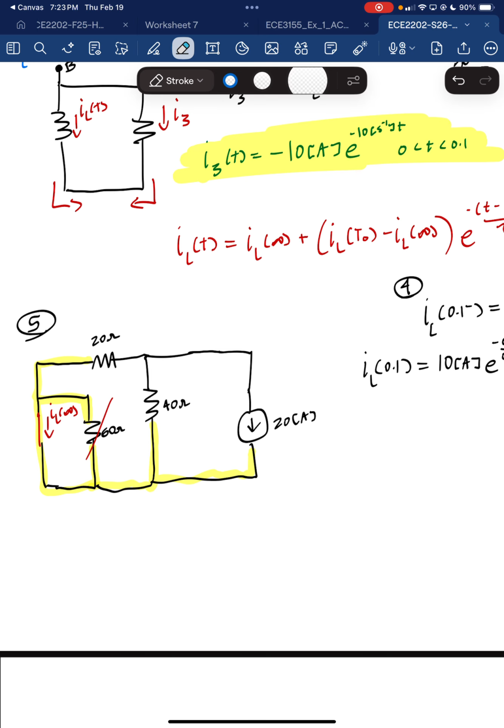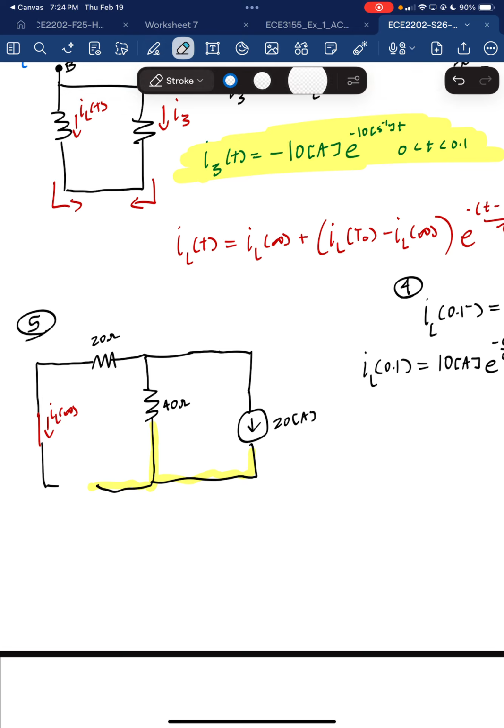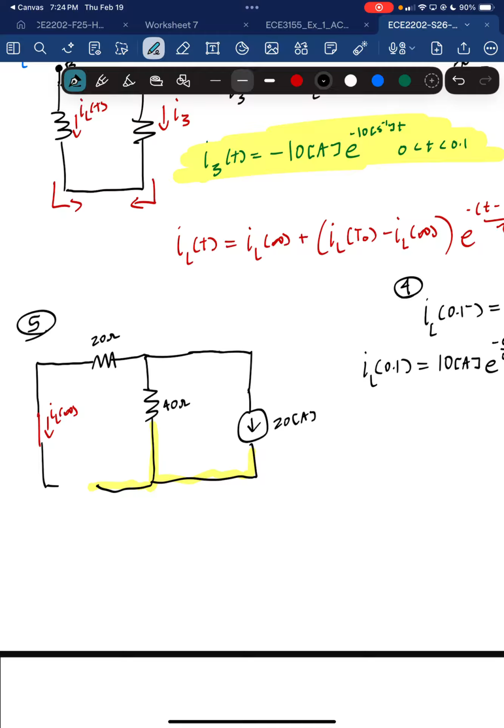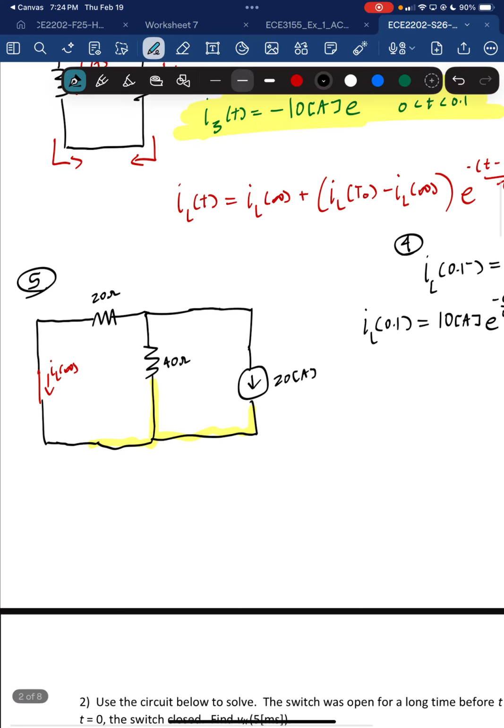So source transform. Yeah, you could do source transformation. But that would require two equations to then solve for I of infinity. You do a current divider. Yeah. You just have to be a little bit careful with this current divider. It's the other resistor in the numerator, and there's some weird things going on with the sign here.